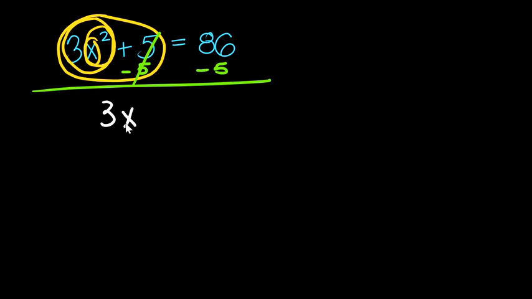That's going to give us 3x squared equals 86 minus 5 is 81. Okay. What's the second step? What do you think I should do next?